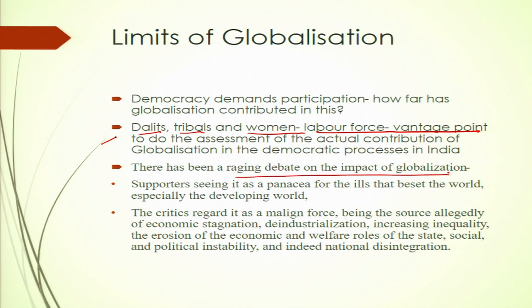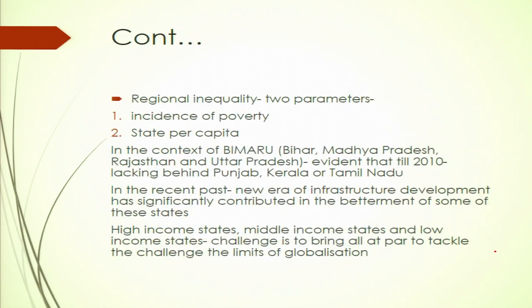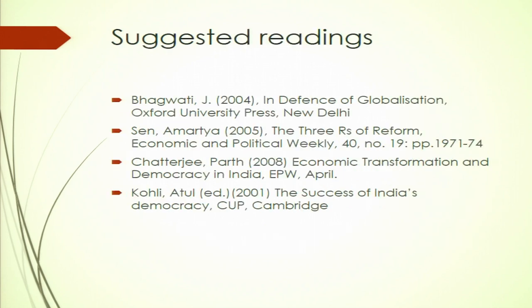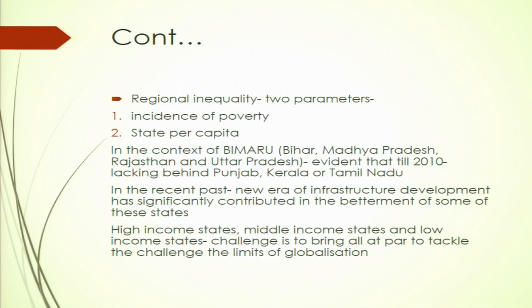There has been a raging debate on the impact of globalization. Of course, the supporters of globalization argue that it's a panacea for all the problems in the economic realm. The critics argue that we need to be careful in understanding the impact of it. We know that different states, the so-called Bimari states of Bihar, Madhya Pradesh, Uttar Pradesh, and Rajasthan, have developed their own mechanisms of adjusting with globalization and have shown the path that infrastructure development can open new possibilities. It is in this context that we need to understand that globalization, democracy, and democratic processes in India have evolved, and it's going on the desired path so far in the last three decades.